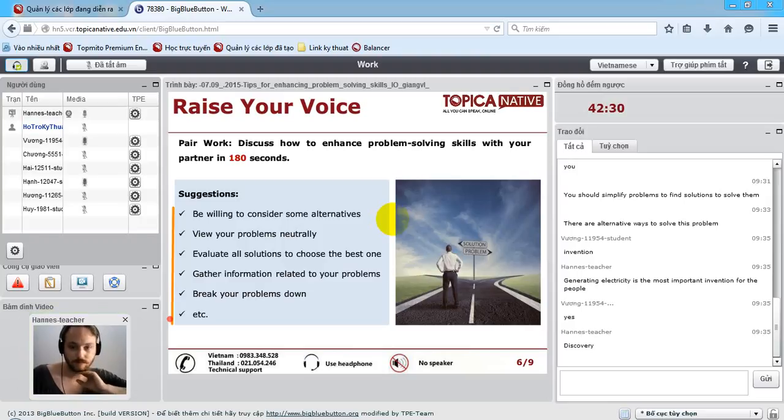Yes. Hello. Hello, Wung. Yeah. You too. How are your ideas to enhance problem-solving skills? Yeah, for me, when I deal with a problem, if I cannot think of the solution immediately, I will break my problem down into smaller parts, and then after that, I collect some information and some other related problems to my problem.